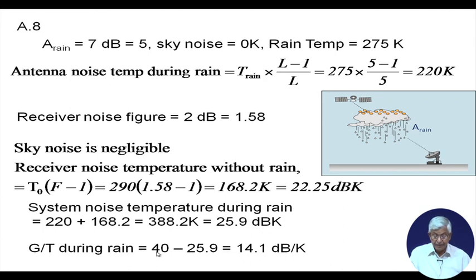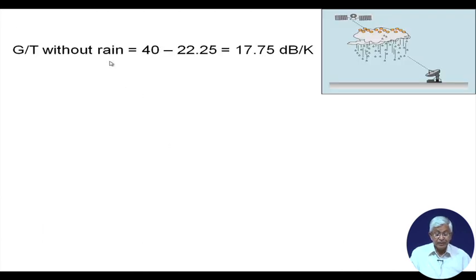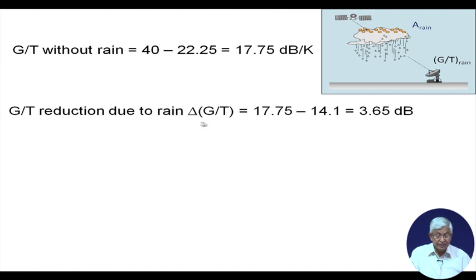This is during rain, and let us find out G by T when rain is not there. Without rain, we already have the receiver noise temperature of 22.25. So, subtract that from 40 to get G by T. It becomes 17.75 dB per K. So, the reduction in G by T due to rain is, 17.75 when rain is not there, and 14.1 when rain is there. So, the reduction is 3.65.